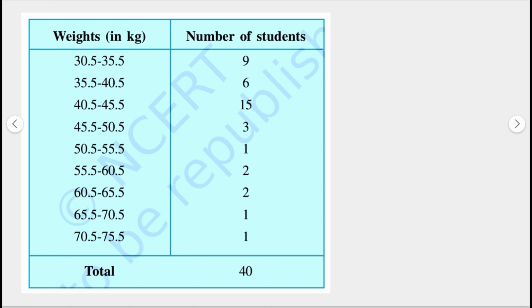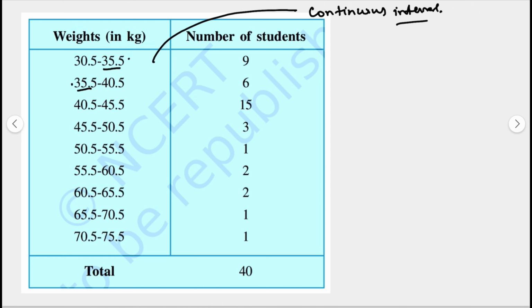Now you can see this interval is ending at 55.5 and this one is starting exactly from 55.5. That means these intervals are now continuous. Okay, there is no breakage now. It is ending at a number and starting from exactly that number. Now in this continuous interval another problem arises.